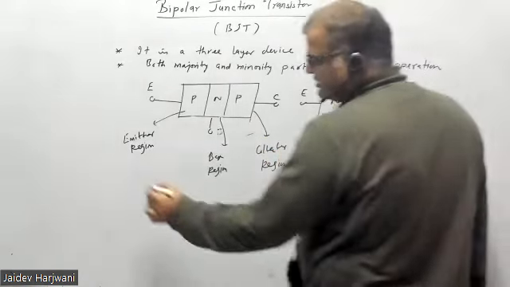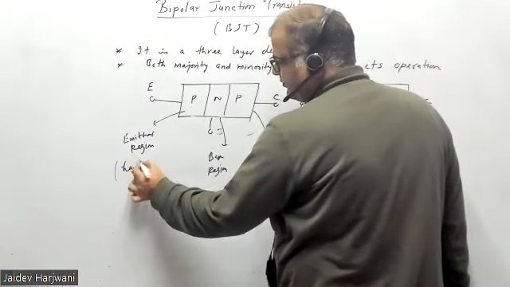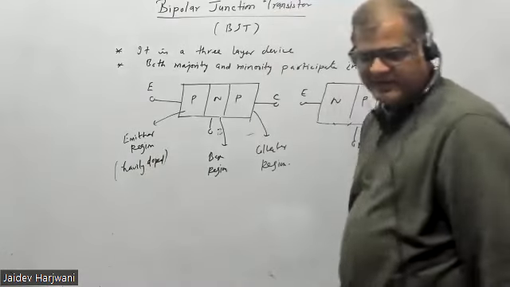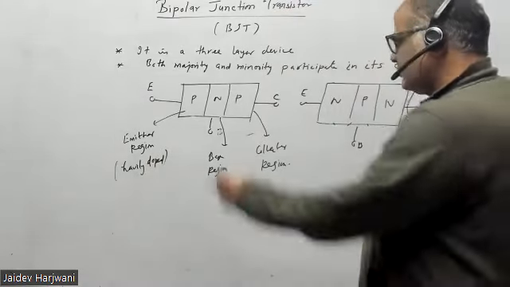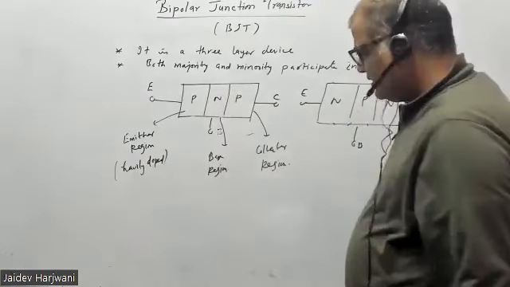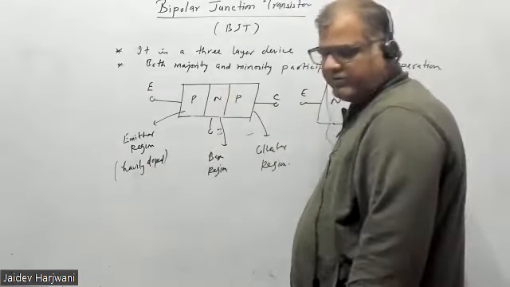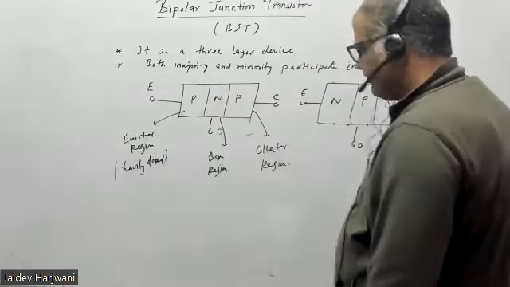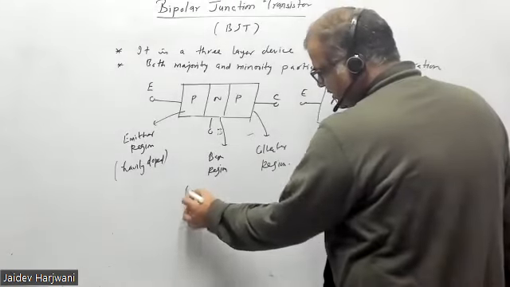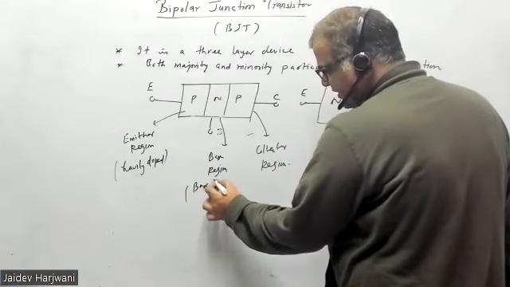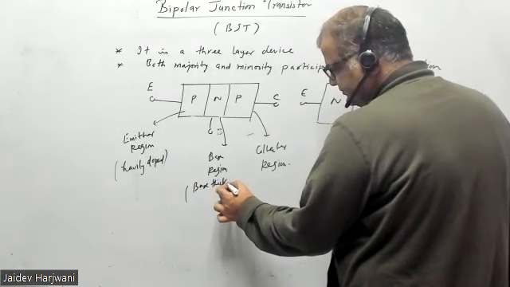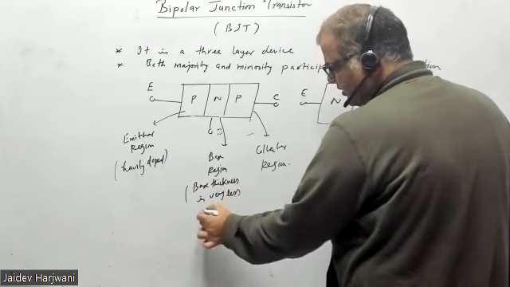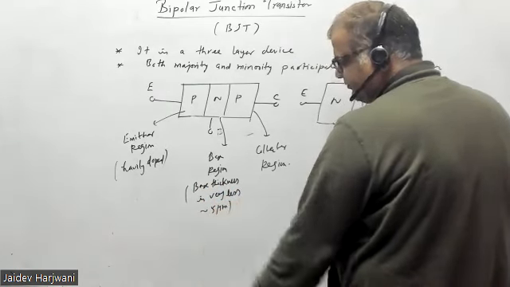Now the emitter region is very heavily doped. Whether it is a p-type or n-type impurity, the doping is very high compared to other sections. What about the property of the base? Base thickness is very low, very less, say on the order of 5 micrometers.